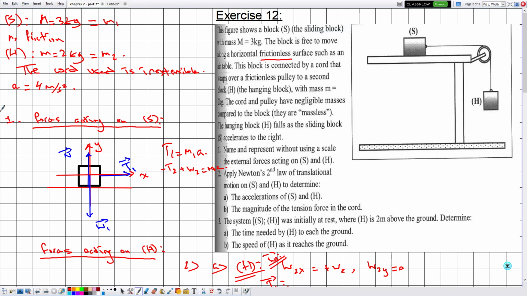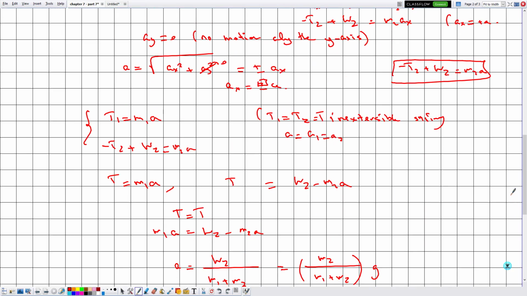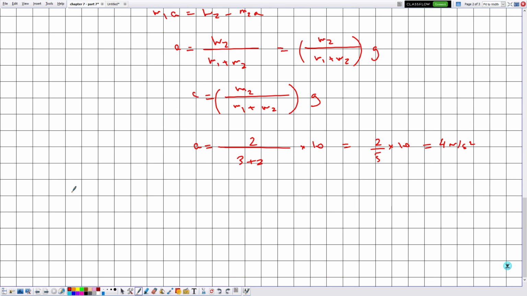Now they are telling me to determine the magnitude of the tension in the cord. We can use each of these equations that are expressed explicitly in terms of a. So we can say that in part B, T is equal to m1 a, which is equal to, what's the value of m1? It is 3, multiplied by 4, which is equal to 12 newtons, because everything is in SI.